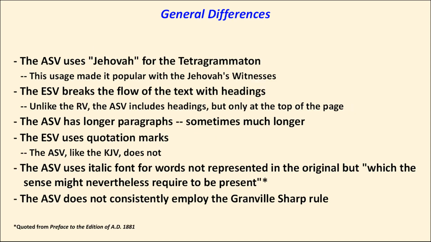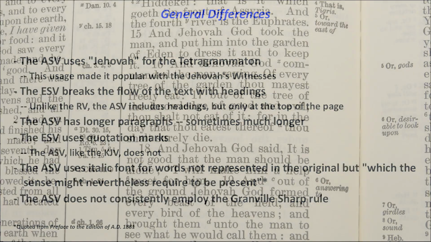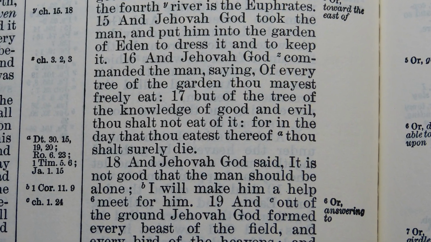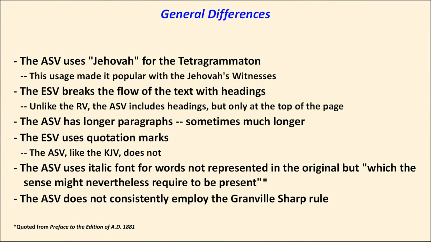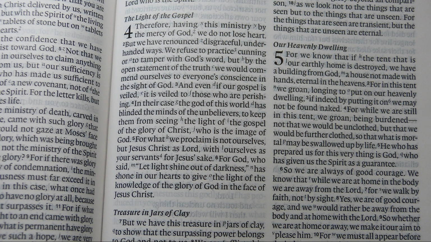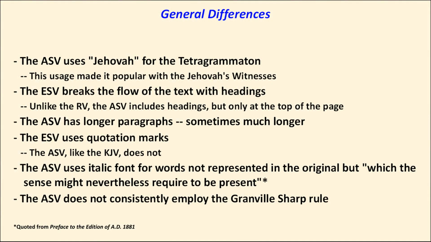One thing you'll notice quickly when you examine the American Standard Version Old Testament is that it incorporates a 19th century guess for how to pronounce the Tetragrammaton. By that, I mean that you'll see the name Jehovah used in place of Yahweh or the Lord. There are in-text headings in the English Standard Version, but you'll not find them in the American Standard Version. The American Standard Version has long paragraphs, which were much more common in the 19th century than now.